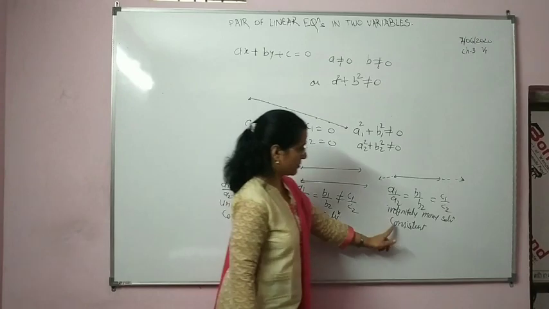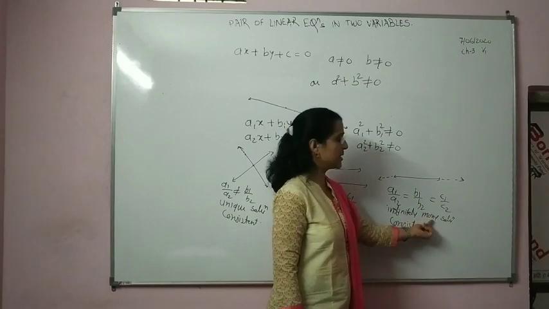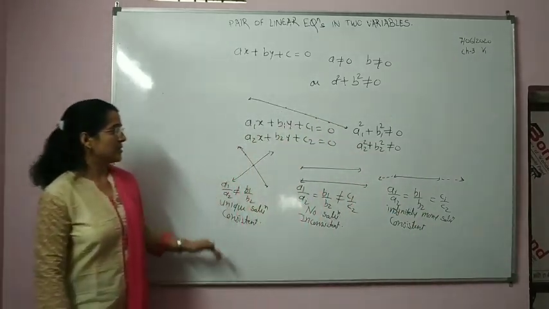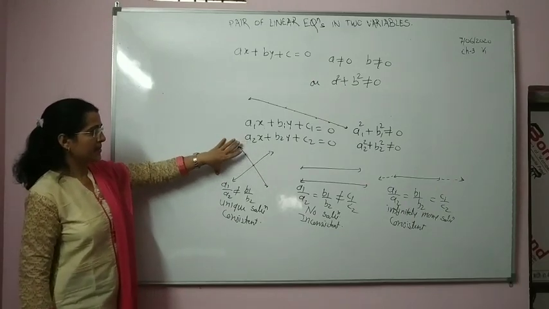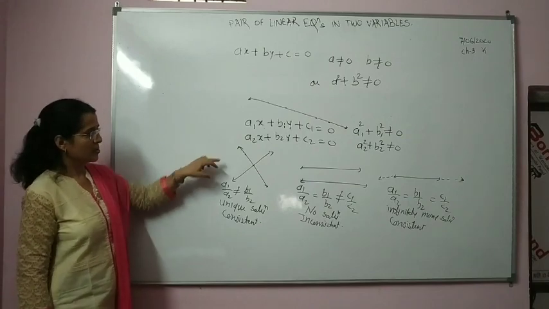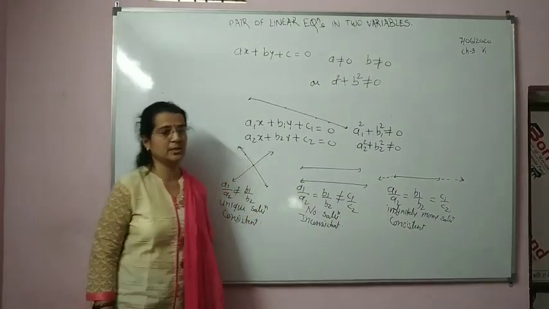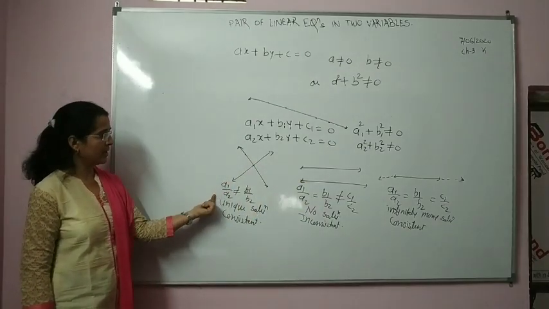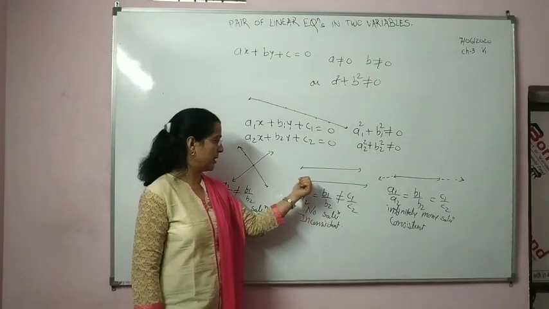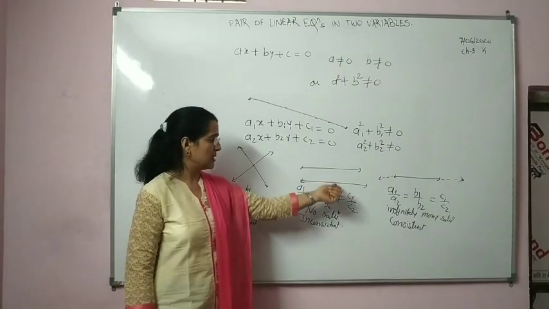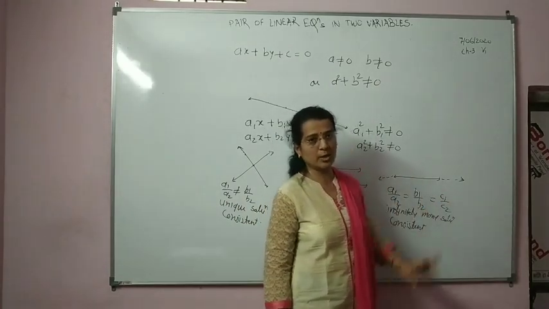This is a special case of a consistent system where infinitely many solutions come. That type of pair is called a dependent pair of lines. So this is all about the pair of equations, its graphical interpretation and its algebraic interpretation. Graphical interpretation, again I am revising one time: intersecting, parallel and coincident. Algebraic condition: a1 upon a2 is not equal to b1 upon b2 for a unique solution. For no solution, a1 upon a2 equals b1 upon b2 is not equal to c1 upon c2. And for infinitely many solutions, all three ratios are equal.